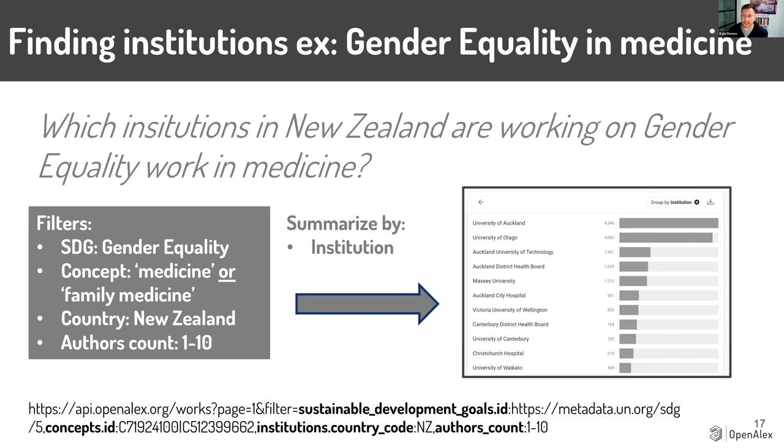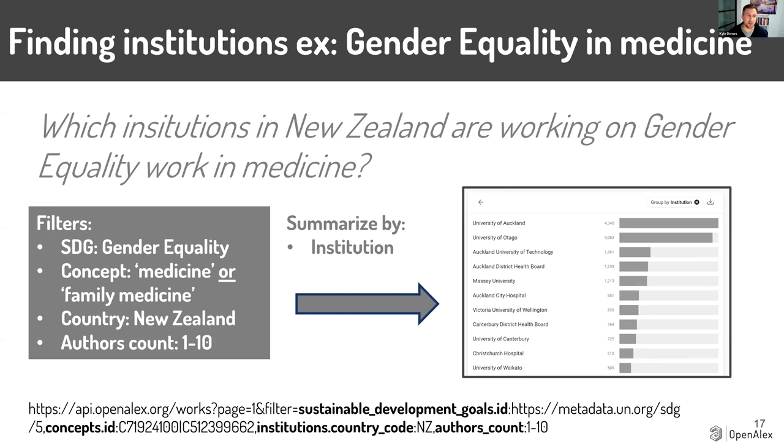I looked through all the medicine concepts, and the ones that made the most sense for what I was particularly thinking about were medicine and family medicine. So I combined them with "or" and said, all the publications that have a concept medicine or family medicine and intersect with gender equality. And then I limited to New Zealand and said, these got to be New Zealand publications. And then I limited author count.